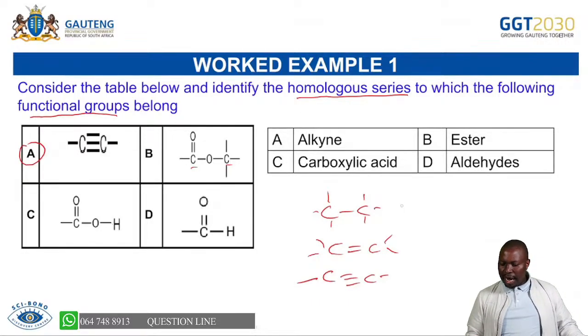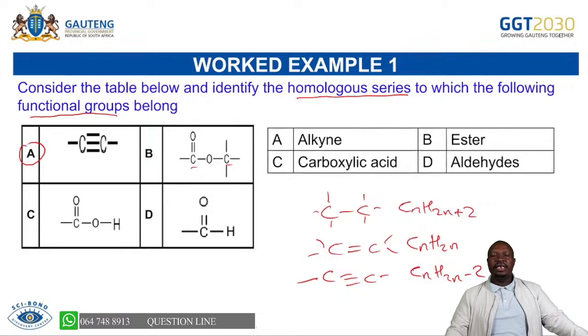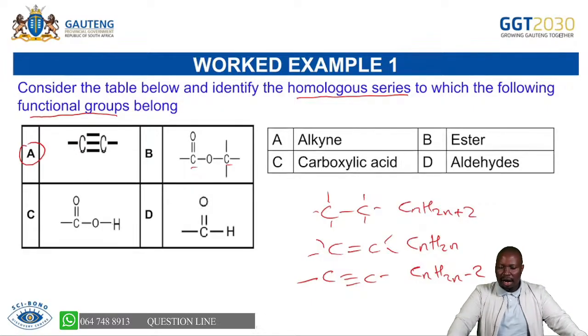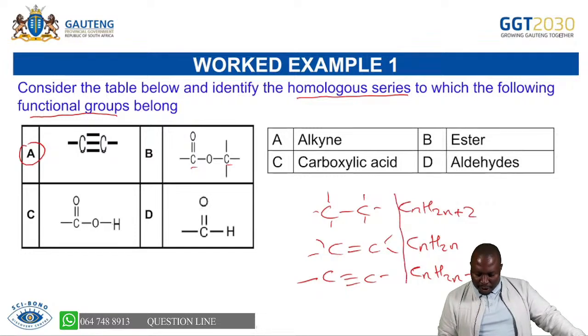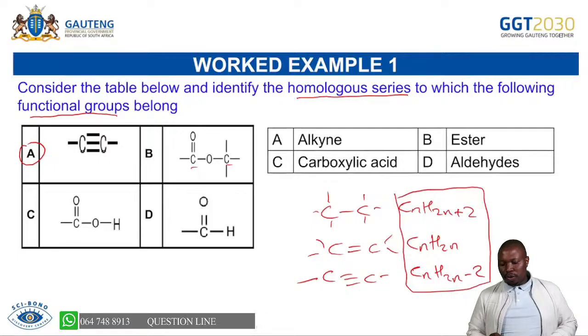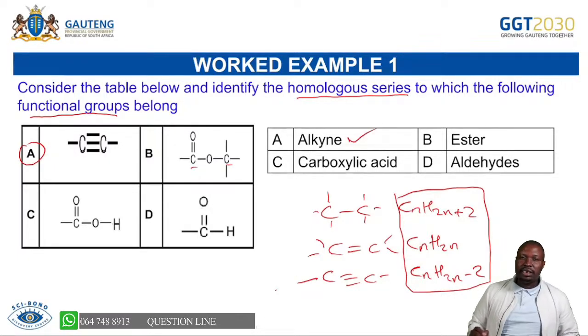What is the general formula? We said for alkanes it is CnH2n plus 2. For alkenes, we remove the 2, it becomes CnH2n. For alkynes, it becomes CnH2n minus 2. Please always remember these functional groups and their general formulas, because they will always tell you which one it is. So this one, you know 100% is an alkyne. It's an alkyne, hence it's indicated there.